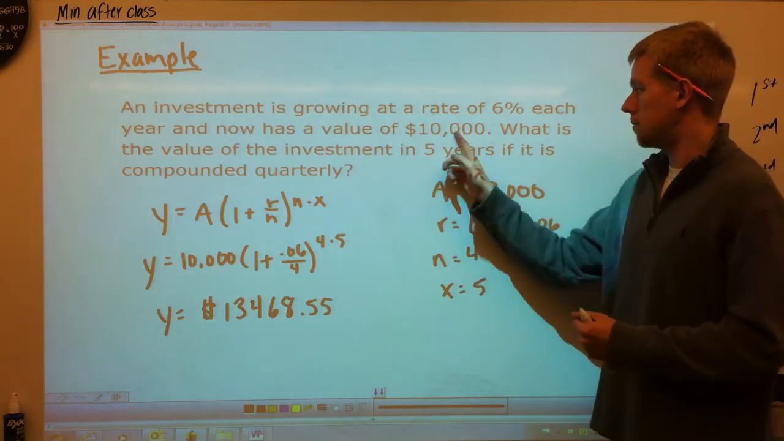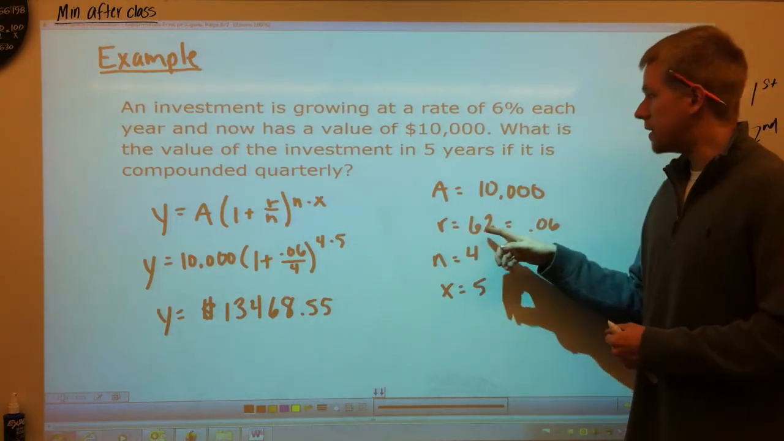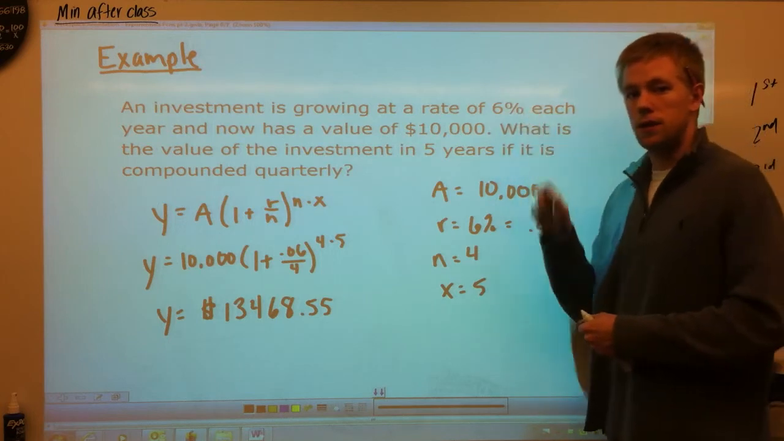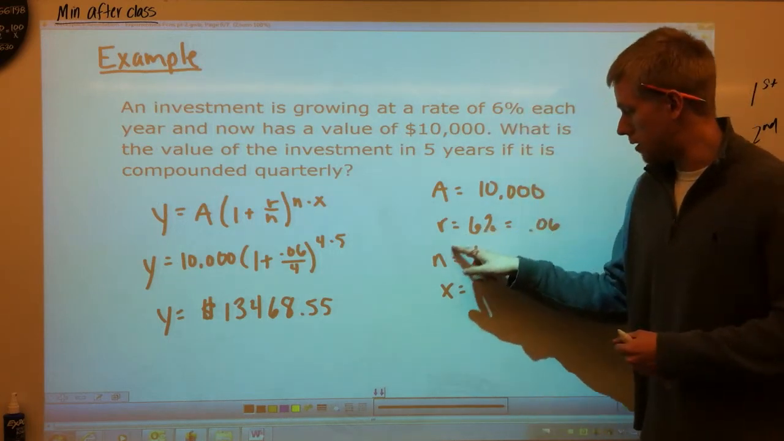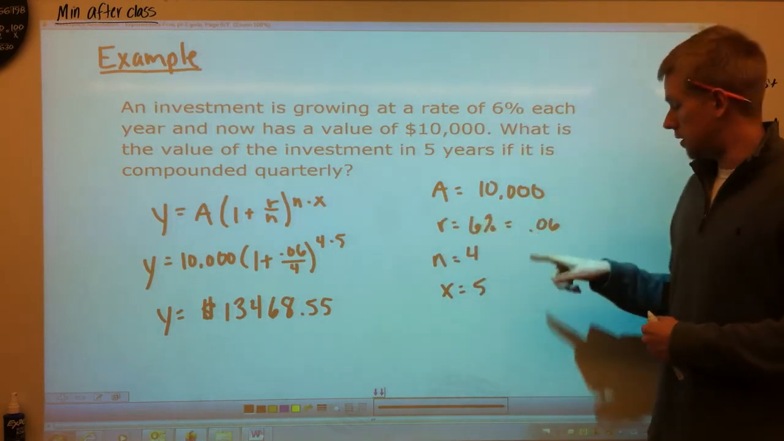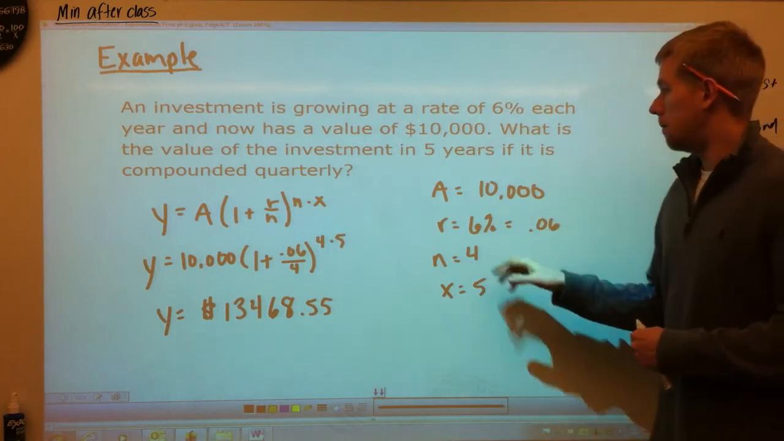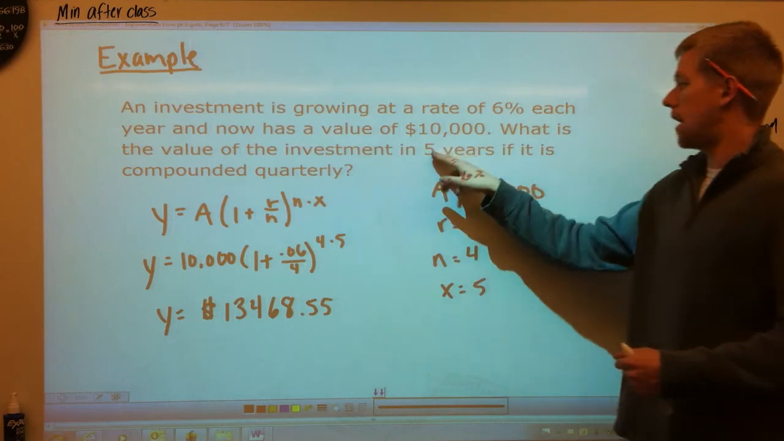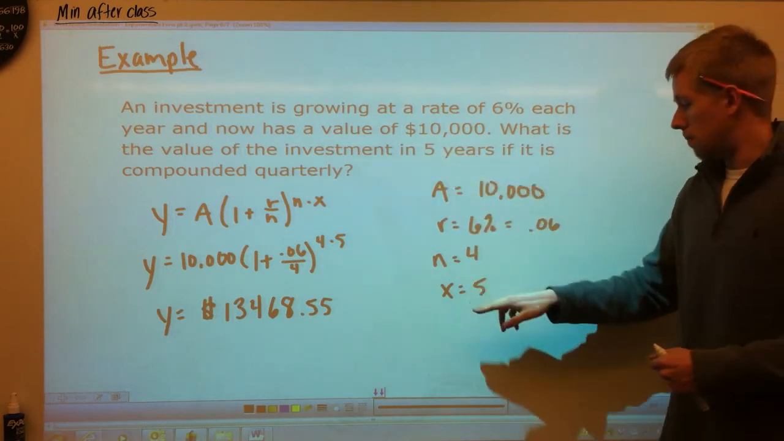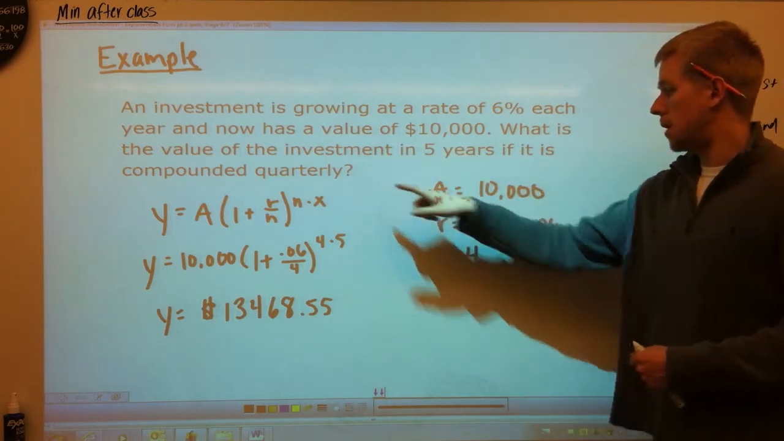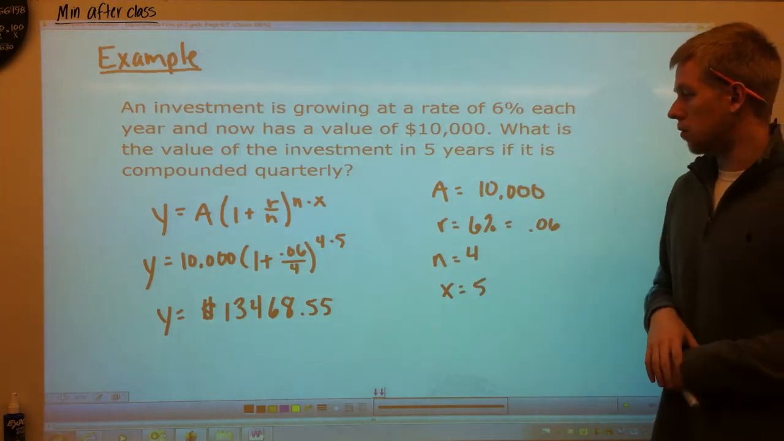A is 10,000 because that's my initial amount. R is 6%. I change that percent to a decimal. Move it over twice. I have to have a filler 0 there, so I have 0.06. That is my rate. It says what is the value of investment in 5 years. There's my x, so I plug that in for x. And it's compounded quarterly, which means n is going to be equal to 4.